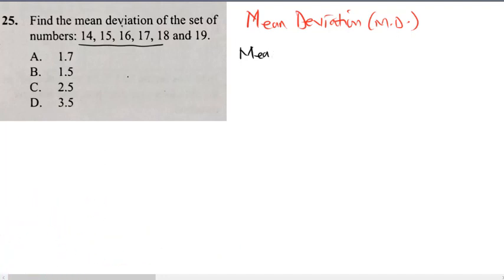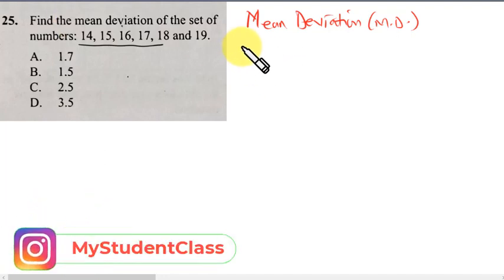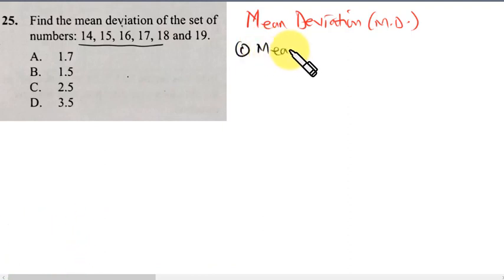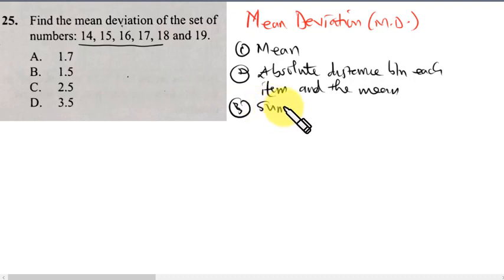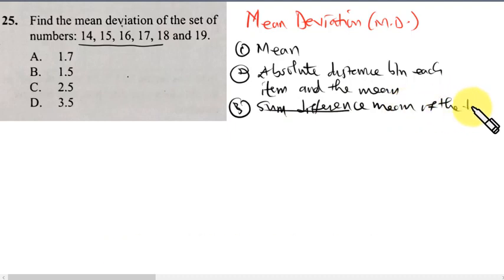So let me put down the steps we will use to find mean deviation. Step 1, we will find the mean. Step 2, we will find the absolute distance between each item and the mean. And step 3, we will sum the differences and divide by the number of numbers. So in other words, we will find the mean of the differences. I will explain every step for you to get it.